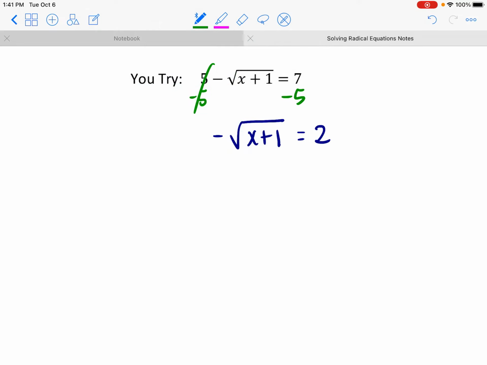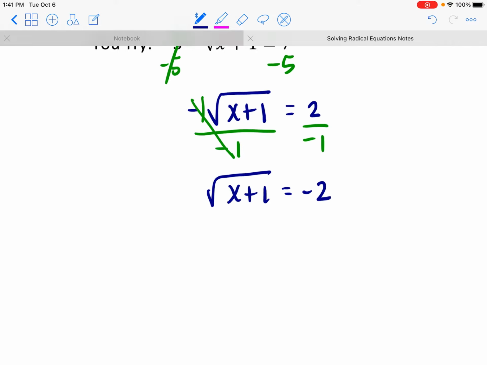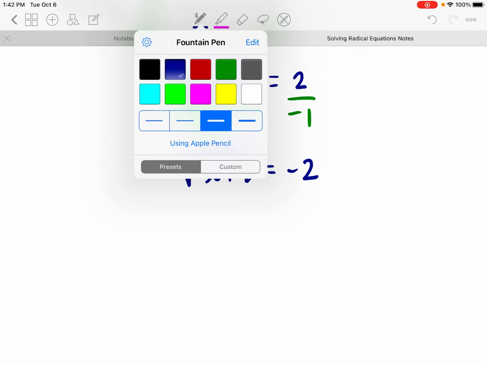Now this negative sign is like a negative 1 being multiplied by our radical. So we want to divide both sides by negative 1 to cancel that. And now my radical is all by itself, equal to 2 divided by negative 1, which is going to make a negative 2. Sorry, this 2 is really ugly. It was wonky looking. Okay, so now that the radical is alone, we can get rid of it.